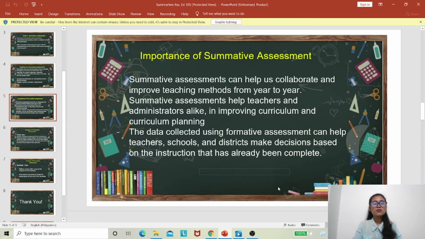And next, summative assessment helps teachers and administrators alike in improving curriculum and curriculum planning. As I've said earlier, summative assessment is very important for the teachers and administrators for them to improve the curriculum and also for the curriculum planning. And the data collected using summative assessment can help teachers, schools, and districts make decisions based on instruction that has already been completed.